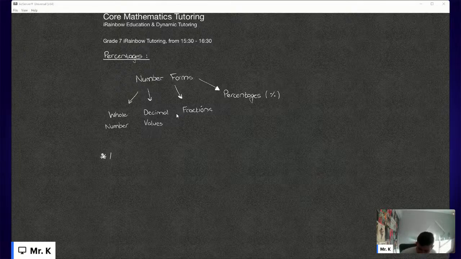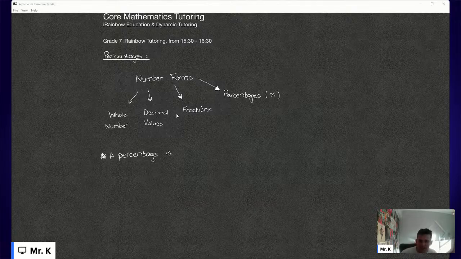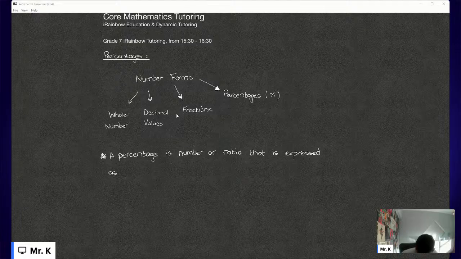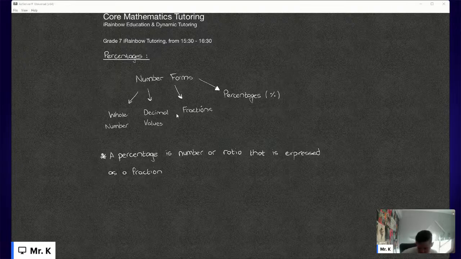Right? A percentage, let's quickly write a definition down. A percentage is a ratio. But technically, it can be a number as well. So we can call it a number or ratio that is expressed as a fraction of 100. Right? You need to know that definition. And why is writing down the definition going to benefit us?